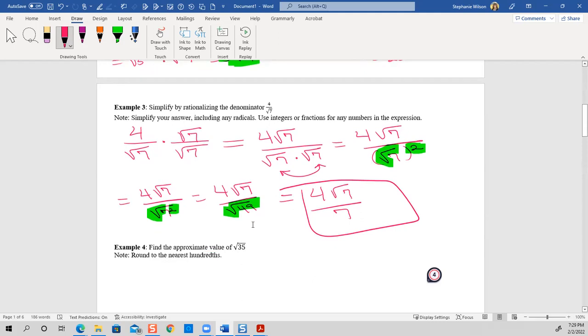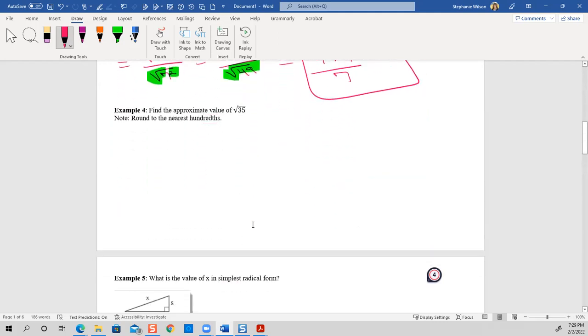Okay. So example 4, find the approximate value of square root of 35. This is where we're going to want the calculator, because it said find the approximation. And it says round to the nearest hundredth. So if I put in my calculator square root of 35, I will get approximately 5.916079783. But it said round to the nearest hundredth.